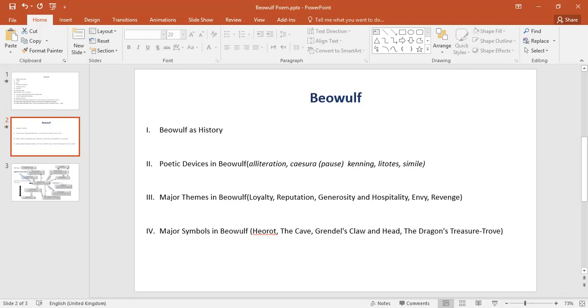Let me pronounce this for you. The harrowing history haunted the heroes. Notice the initial H sound in the line. In the original Beowulf, alliteration is used in almost every line. A line of the poem actually consists of two half lines with a caesura. Caesura is a pause between them. In between these two half lines there is a caesura, a pause. Usually spacing indicates that pause.